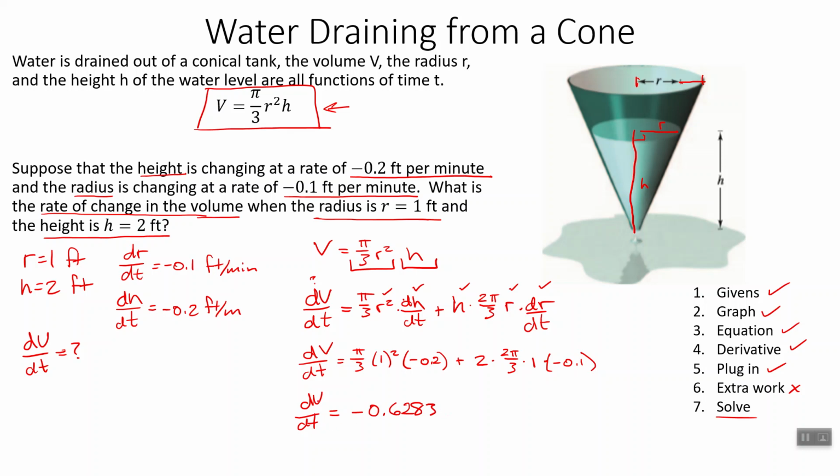Now we need units. So it's volume. We were working in feet for the side lengths. So that means the volume is going to be feet to the third. Volume is always going to be units to the third. Area will be units squared. Lengths will just be the units. Per, and these were both per minute. So this is per minute as well. And there's our answer. So the volume is decreasing at 0.6283 cubic feet per minute. So you could also say decreasing instead of negative. That would be fine too.